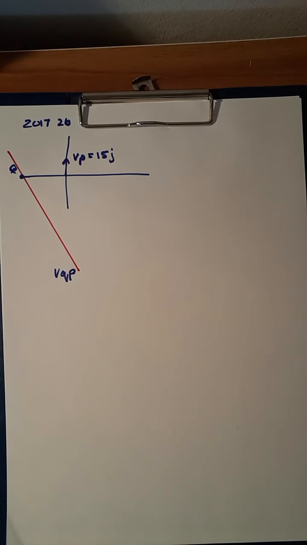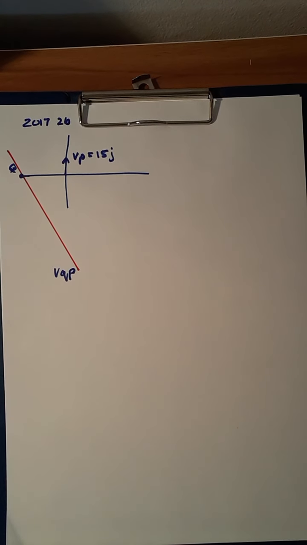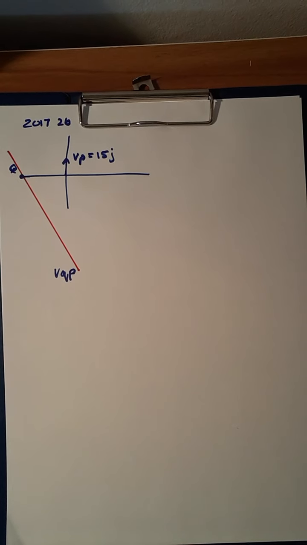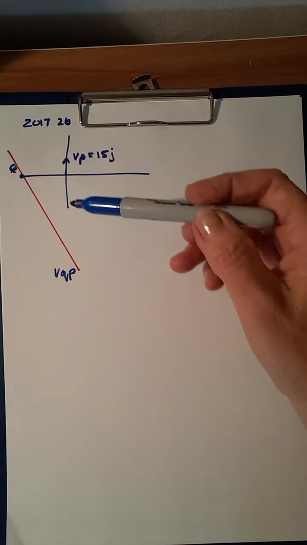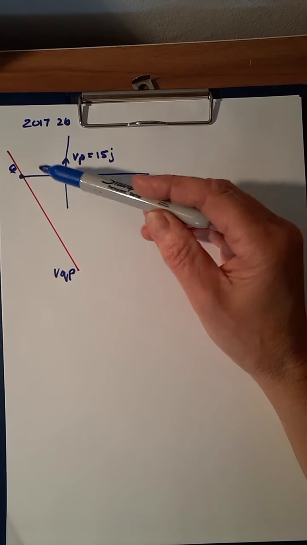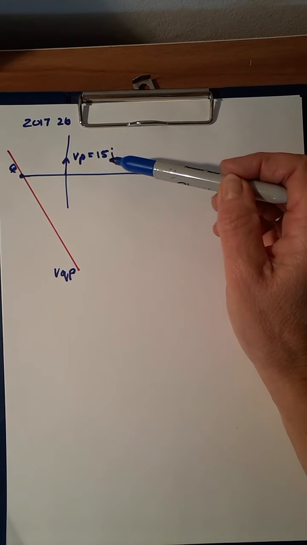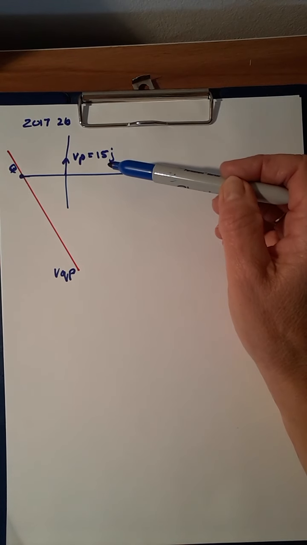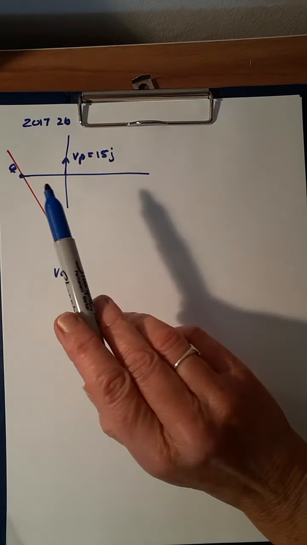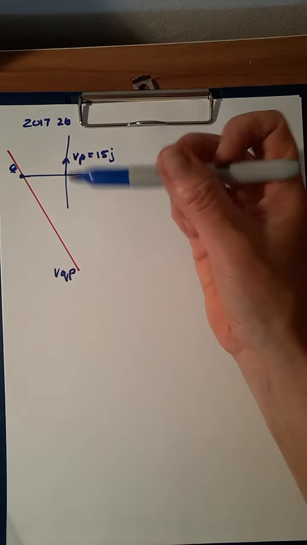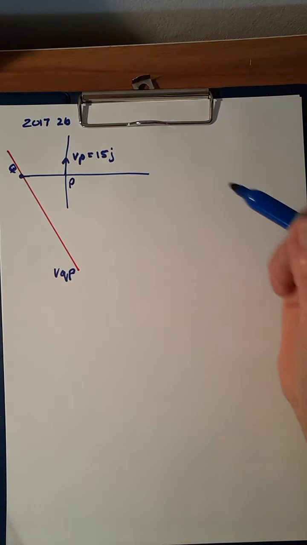Okay, so let's look at 2017 2B. This was not a very nice question. So what do we have? We've got ship P moving north at 15 kilometers per hour. So I've got a north, south, east, west axis here. VP is moving north. Second ship Q is 10 kilometers west of P, so I'm going to put Q over there. P is at the origin.